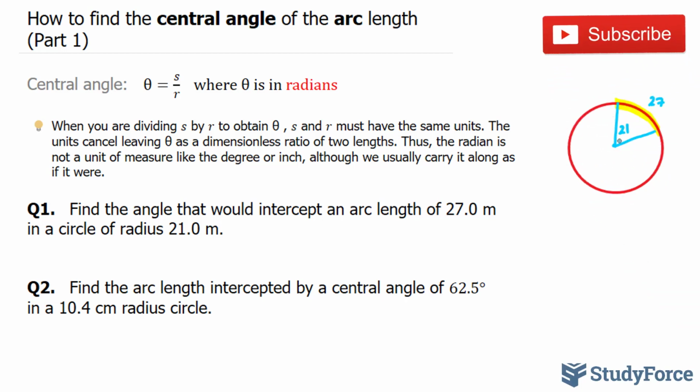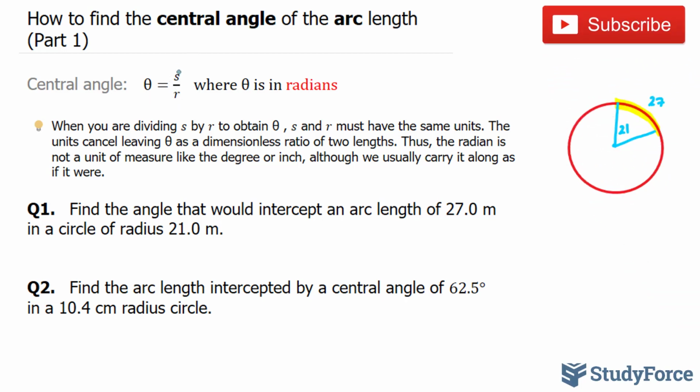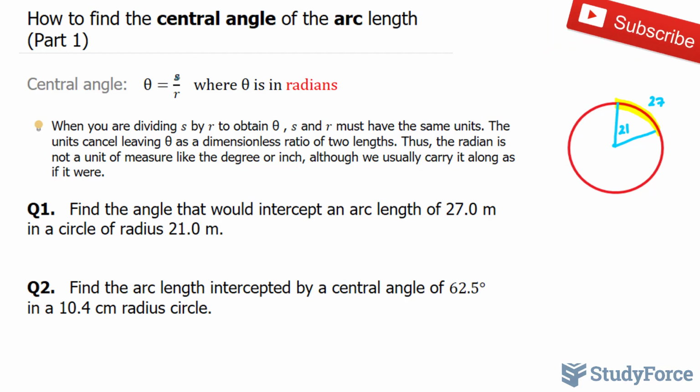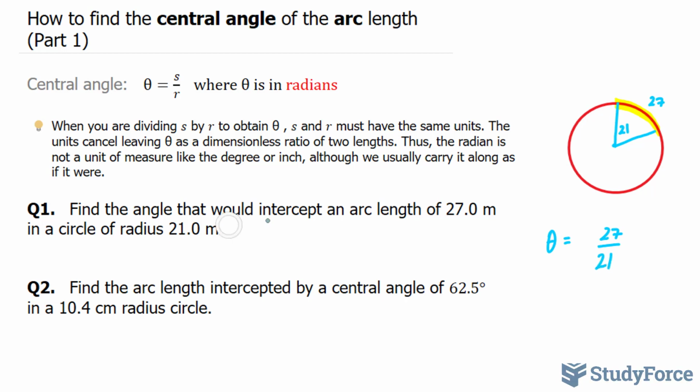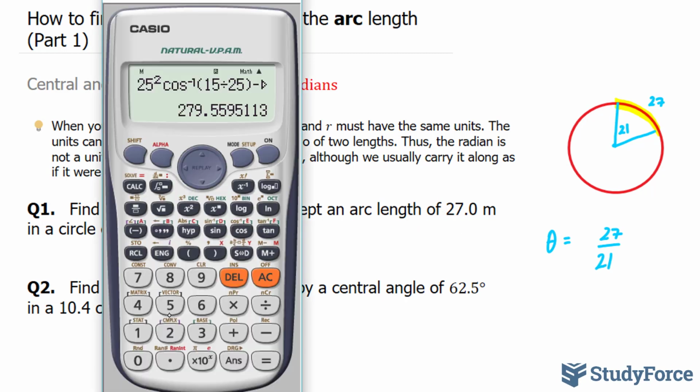And to do this, like I said, we'll use this formula where S represents the arc length, R represents the radius, and theta is the central angle. So it's a simple calculation. Theta is equal to 27 divided by 21. Keep in mind 3 significant figures for both. So 27 divided by 21, and we end up with 9 over 7, or approximately 1.285.